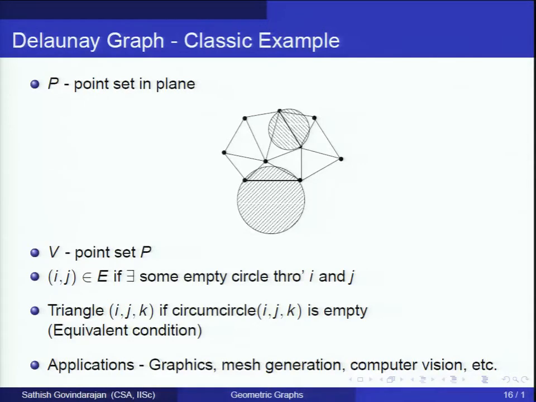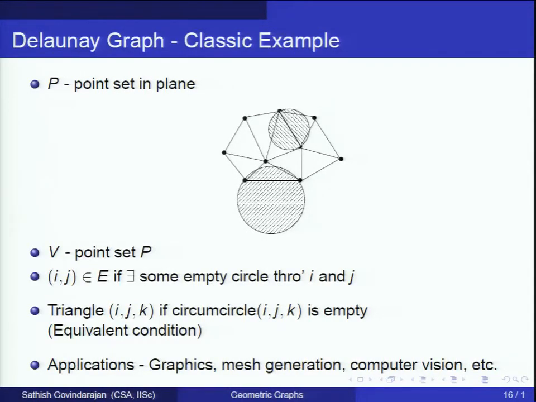I have put an edge between this point and this point because I have this particular circle which is passing through both these points but does not contain any other points in my input. Similarly, I have put an edge between these 2 points because I have the circle which is passing through both and does not contain any other point.